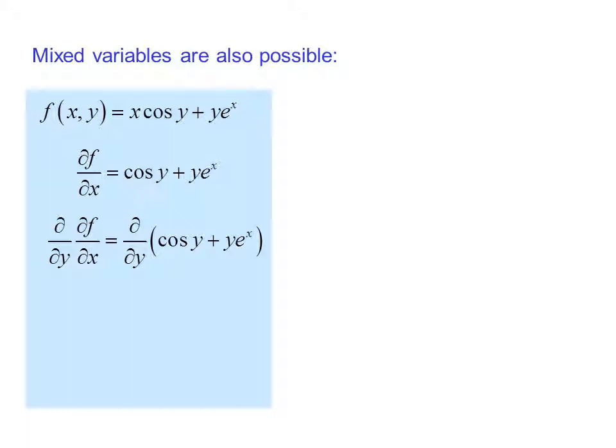If we take the partial derivative with respect to y of the partial derivative of f with respect to x, we get the partial with respect to y of cosine y plus y e to the x, which is negative sine y plus e to the x. We could also write f sub yx equals negative sine y plus e to the x.